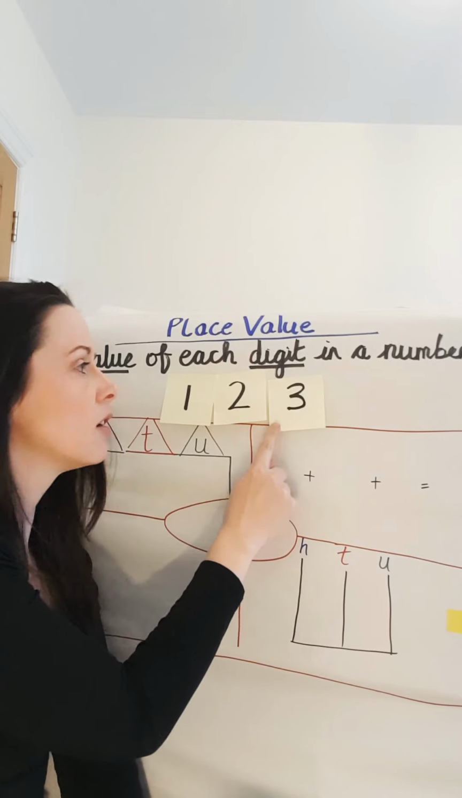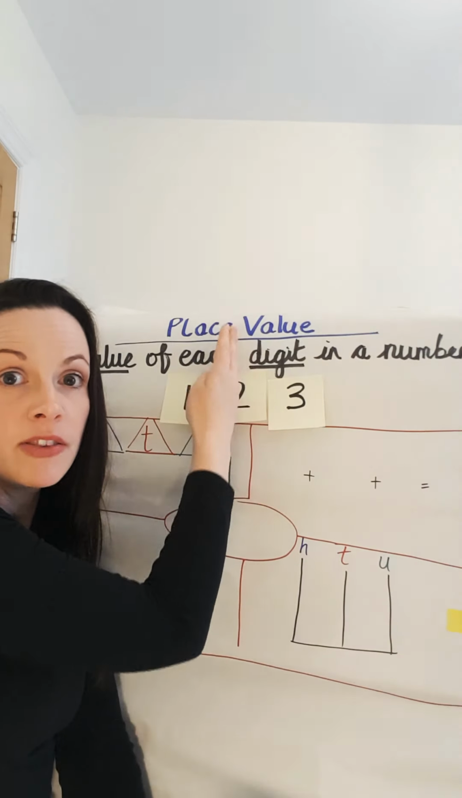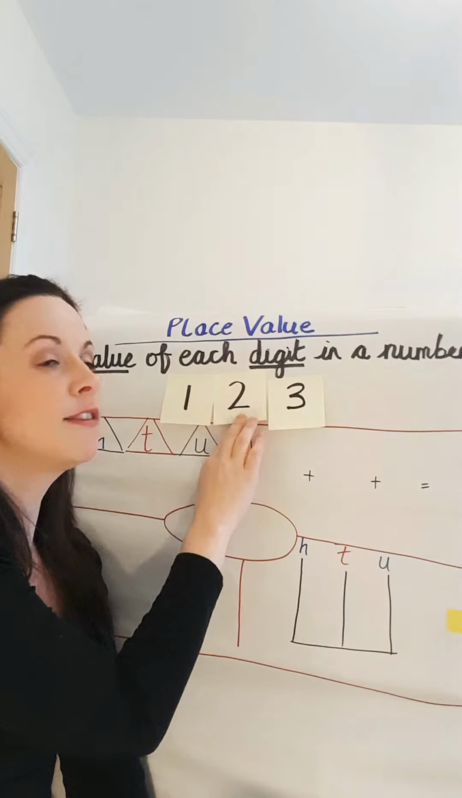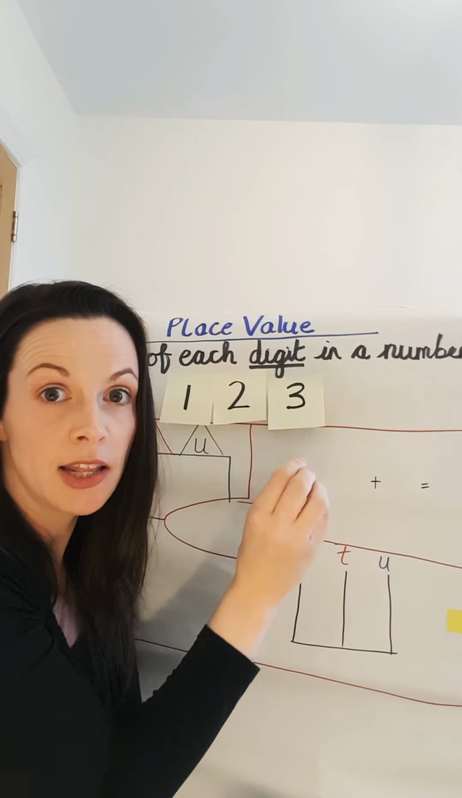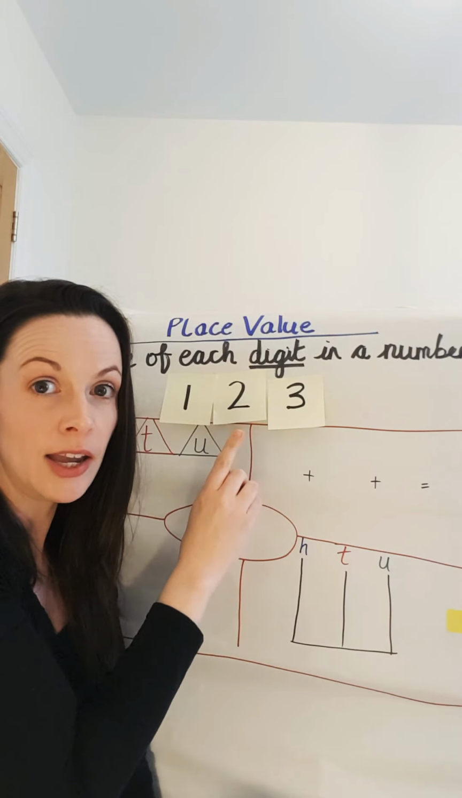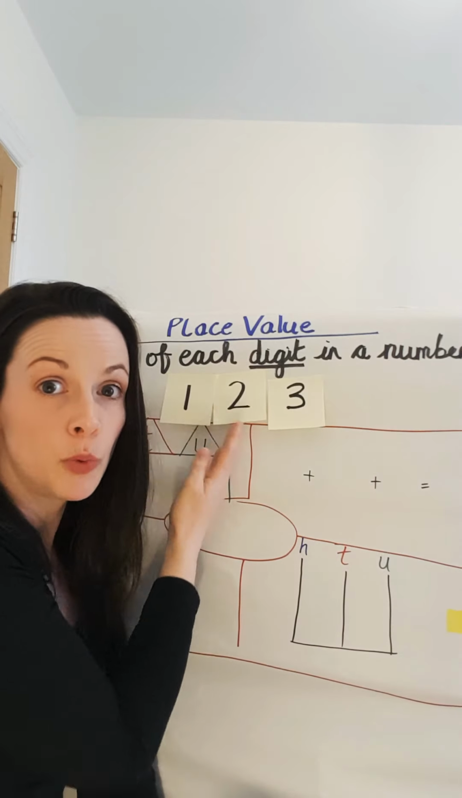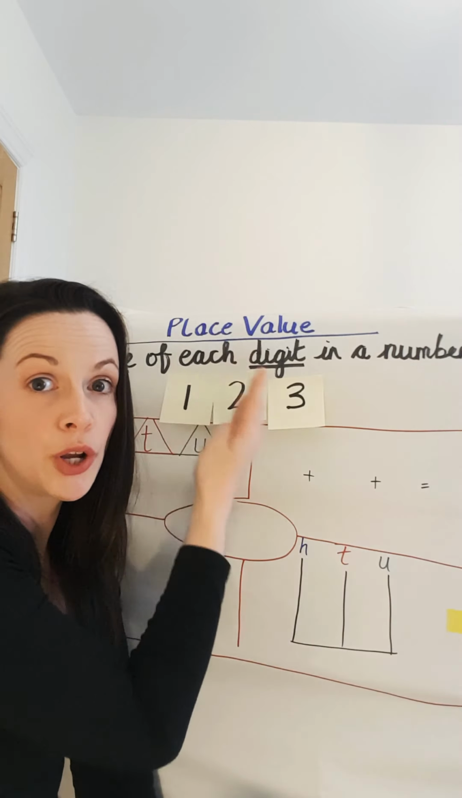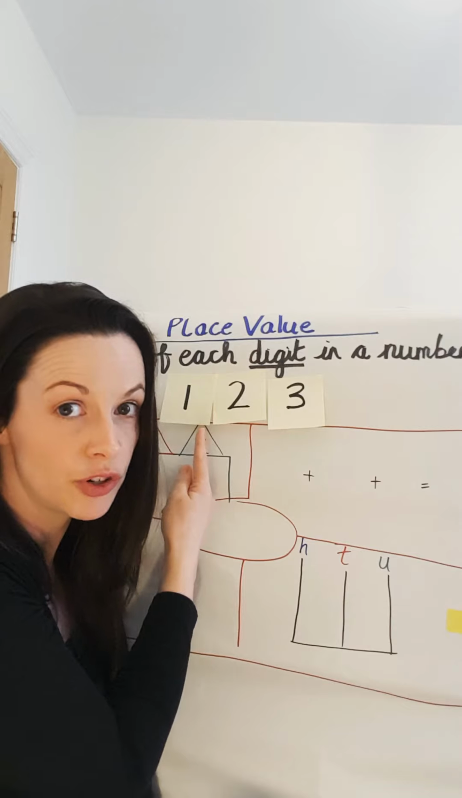It's just 3. Because I put the 2 here, it's in the tens place. So its value is 2 tens, 20. Okay. And because I put the 1 here, it's 100. Its amount is 100. Its value is 100.